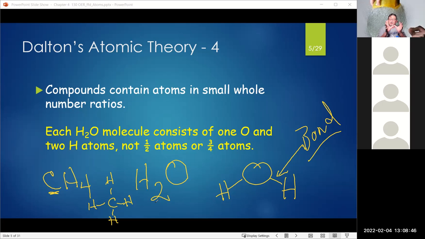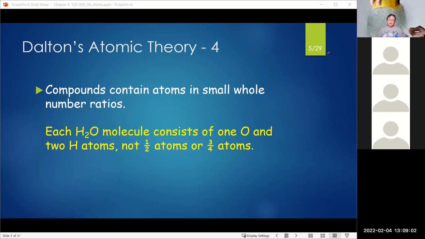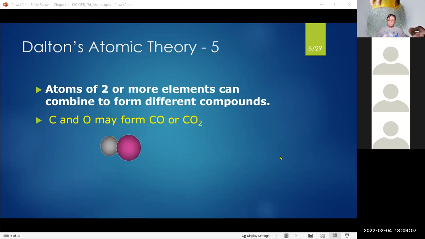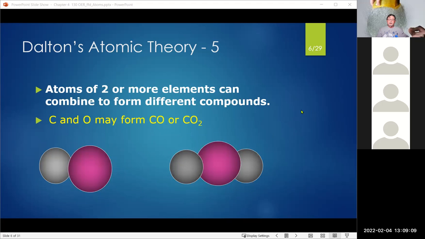All right, the point is that all of these compounds, regardless of what atoms are coming together, come together as whole numbers, not as half or 3/4 or anything in between. Whole numbers. All atoms of a compound come together as whole numbers, okay? Another aspect is this, that atoms of 2 or more elements can form different compounds.